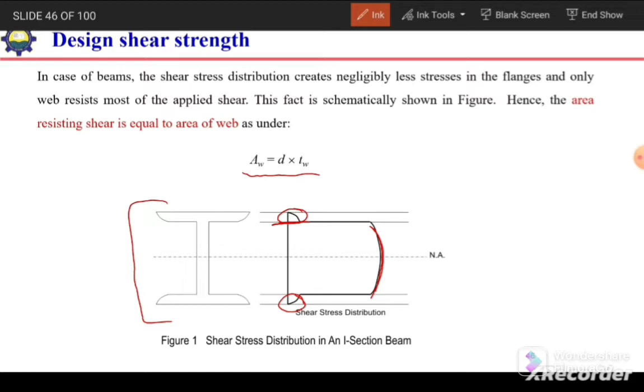To accommodate for the contribution of these flanges to resist the applied shear, we can consider this much portion of the flange, and we can include this much portion in the area of web. So instead of taking this h value and h multiplied by thickness of web, we can consider this total depth of the section multiplied by the thickness of web to calculate the area which is resisting the applied shear.